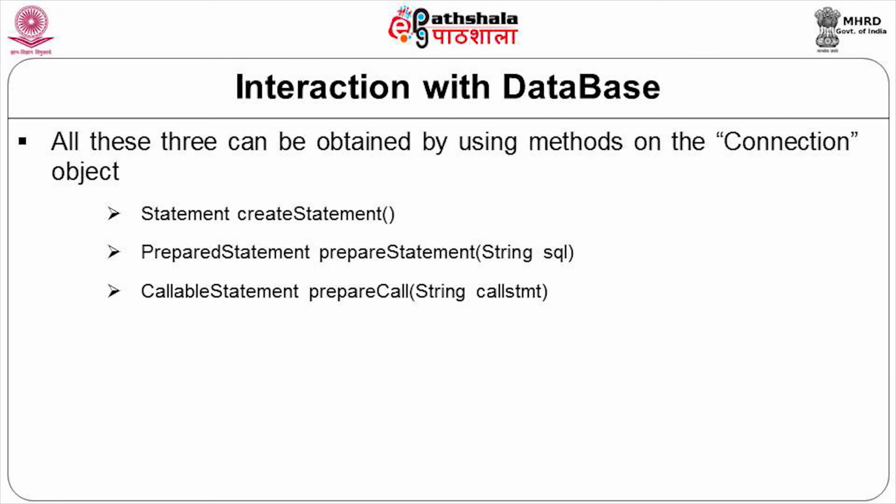So first let's look at the Statement. As far as Statement is concerned, how do we obtain a Statement? All these three can be obtained from the connection. We got a connection with the getConnection method in our steps for making a connection. So using this connection object, in the Connection interface we have this method called createStatement, which does not require a parameter, and it simply returns us an object of Statement. And once you have the Statement object, we'll see how we execute any kind of SQL.